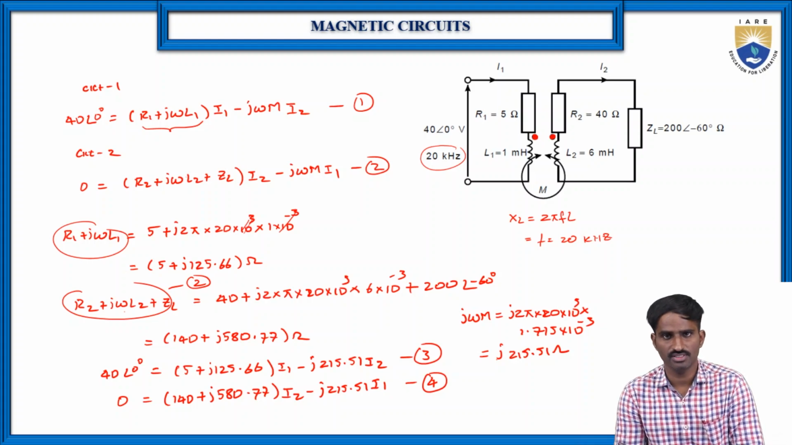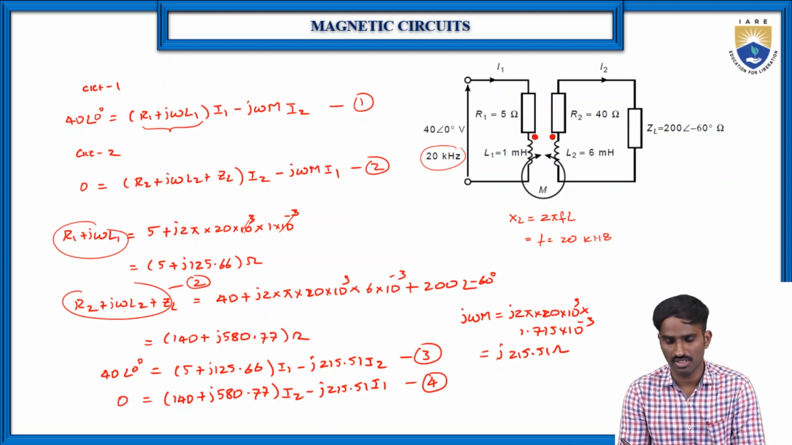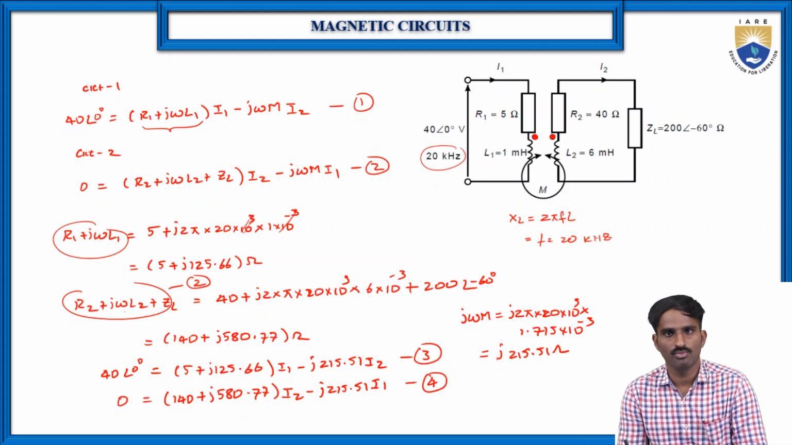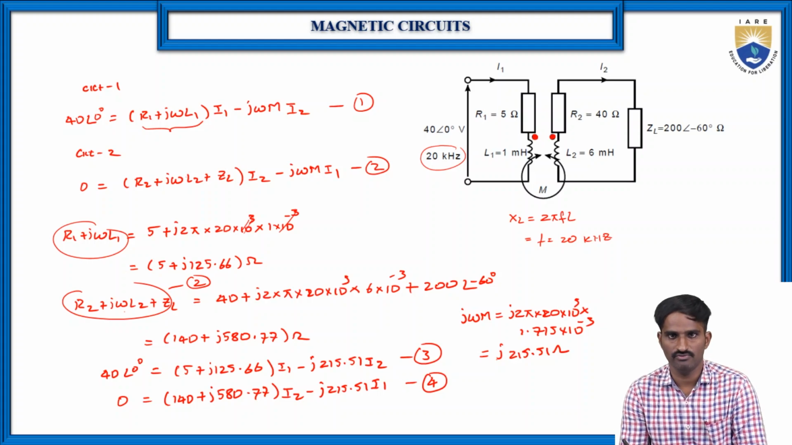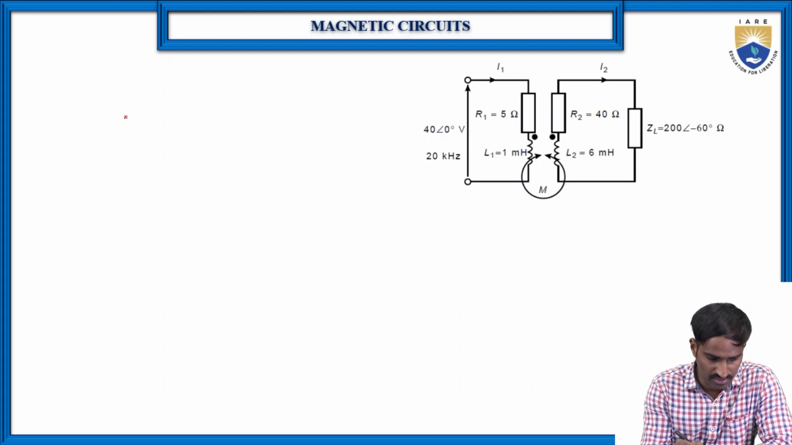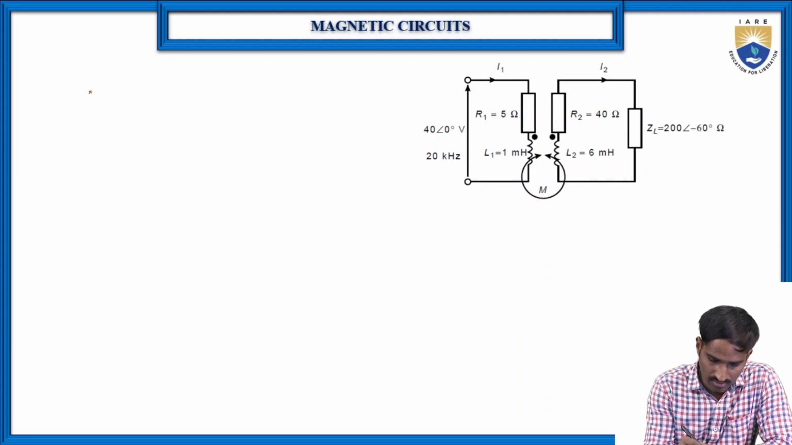There are many methods, and we can follow any one of them. Either we can convert into matrix form and use Cramer's rule to find the I1 and I2 values, or simply use a calculator. By solving the two equations, let me first write the I1 value. I1 is equal to 0.725 at an angle of 65.09 degrees amperes. So this is the value of I1.